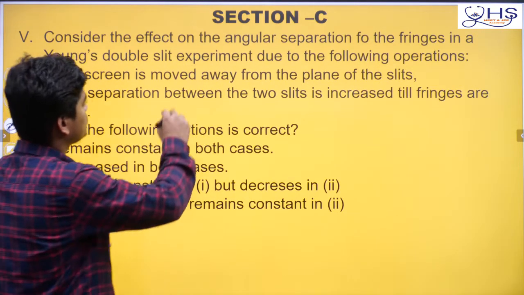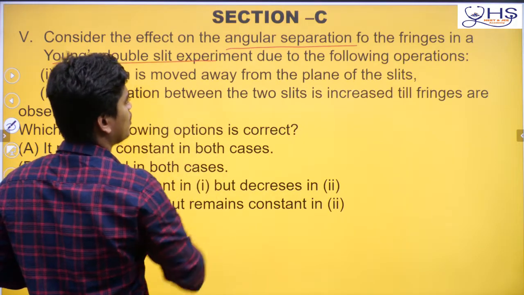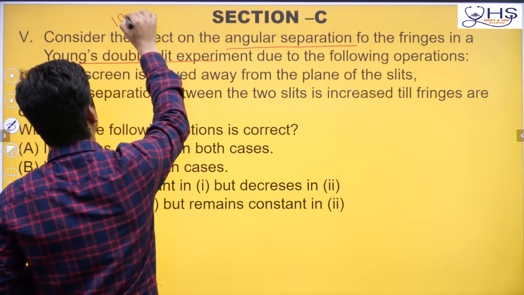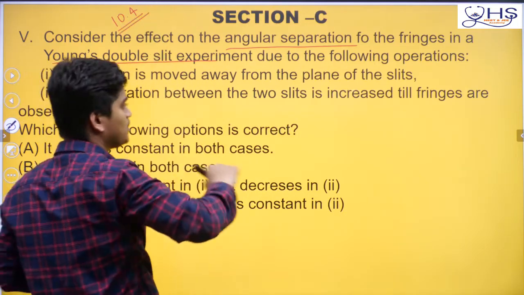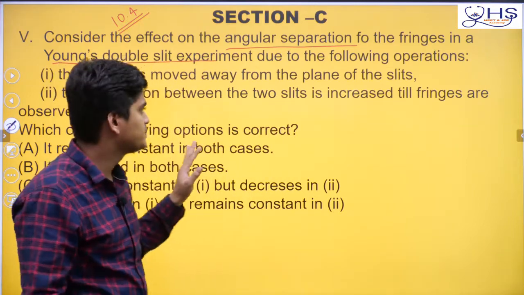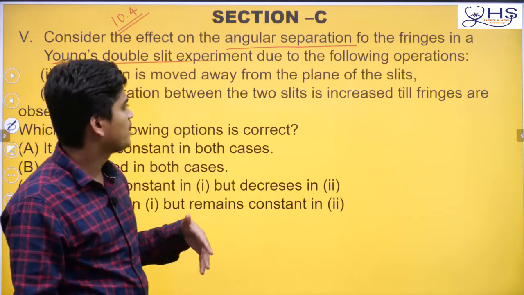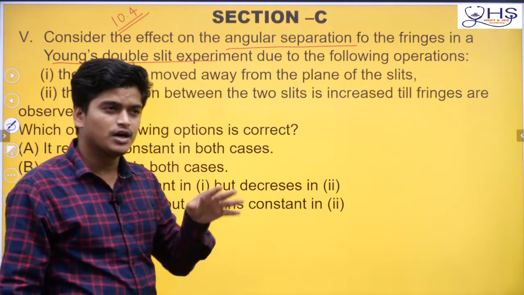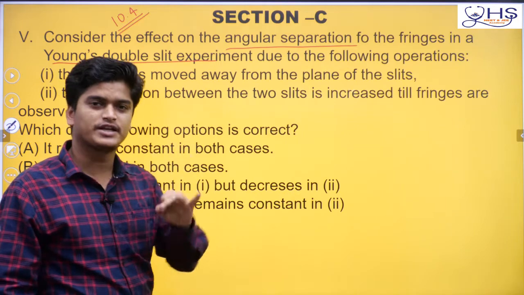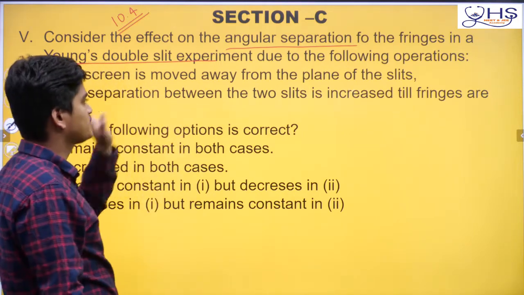Now consider the effect on the angular separation of the fringe in a Young's double slit experiment due to the following operations. Actually this one is example 10.4 from wave optics. Many times in class also I told this, there are 6 points in the YDSE experiment. Check example 10.4, there will be 6 points. Last time students asked 3 points, and this time also, out of those 6 points, any 3 points they can ask. In one question at least 2 points, so 2 operations they asked.